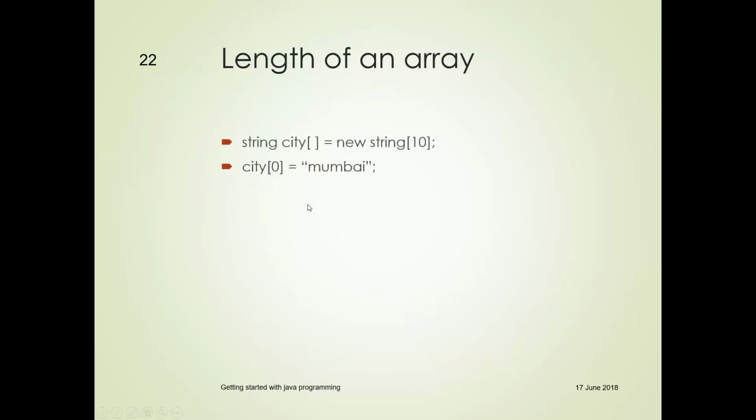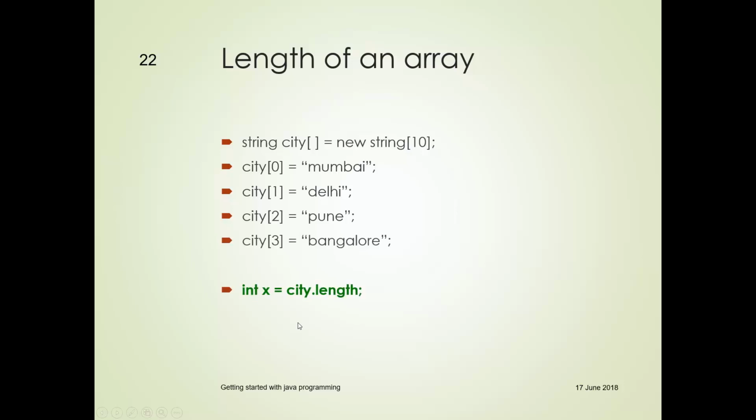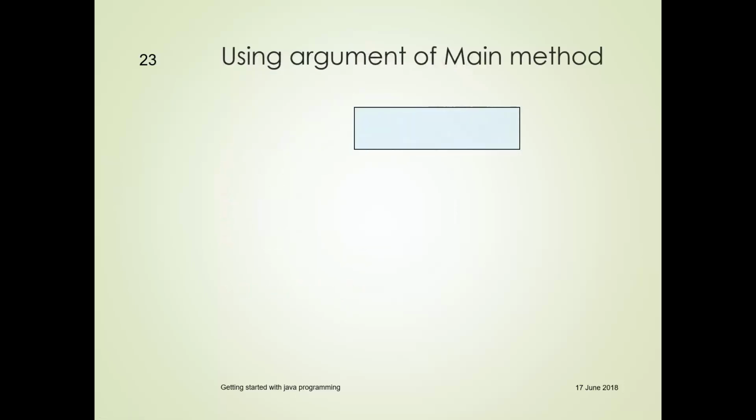Now, whenever you use any array, you can initialize the array with values like this also. Directly you can use the index value and assign the values. And if you want to find the length of the array, you have a length keyword. Just use dot length and it will give you the length of the array. Okay, fine.